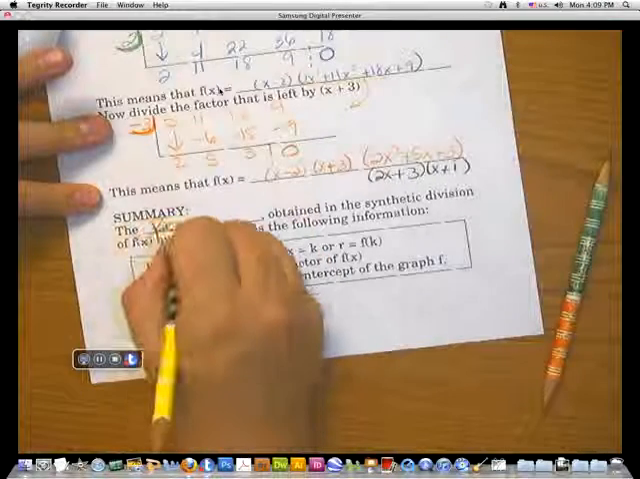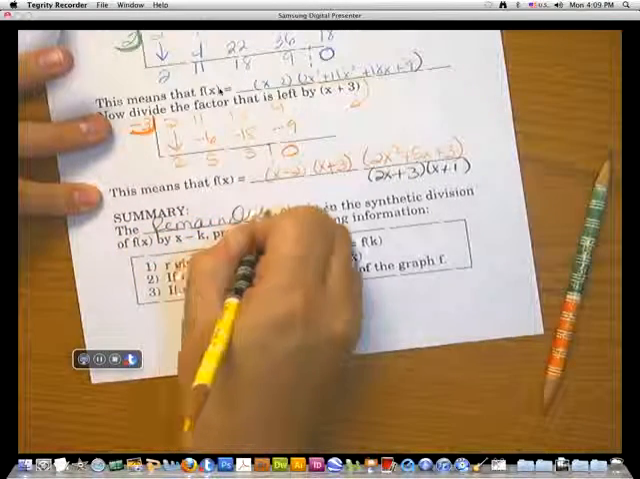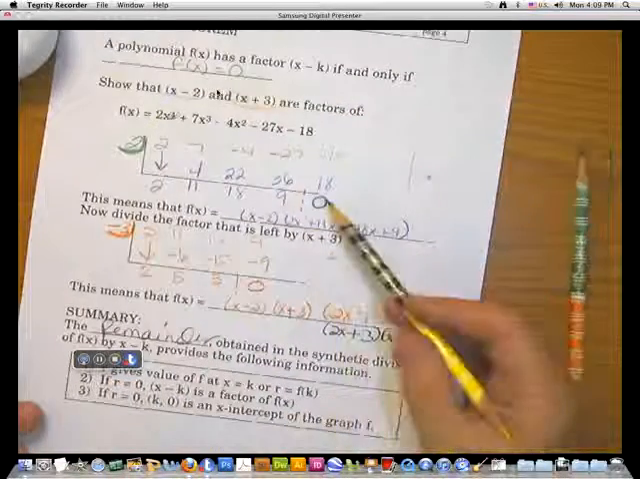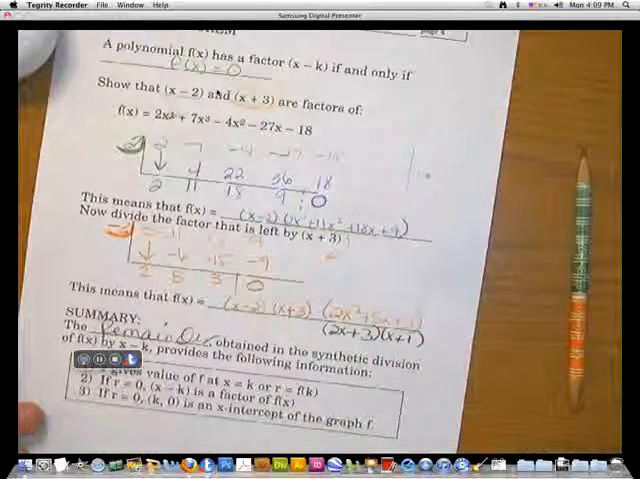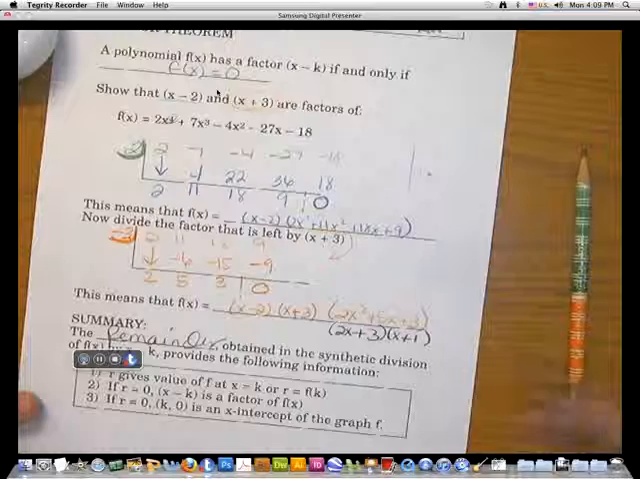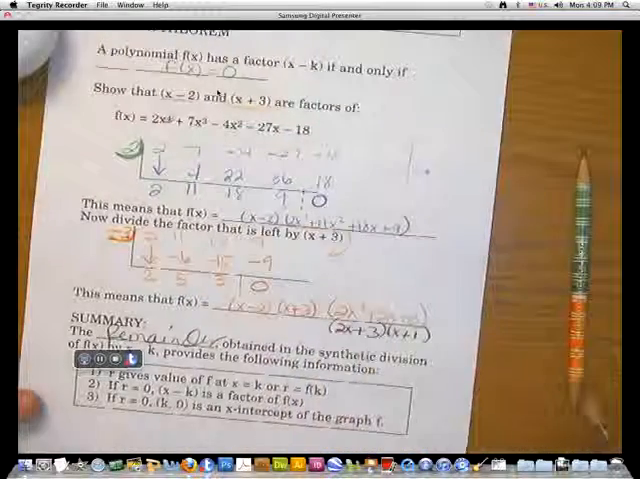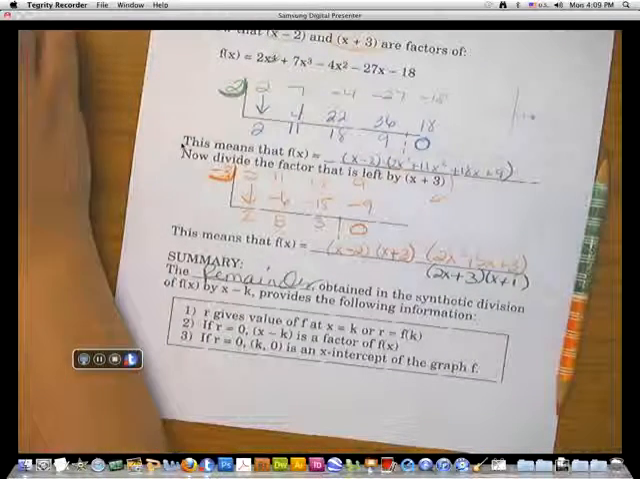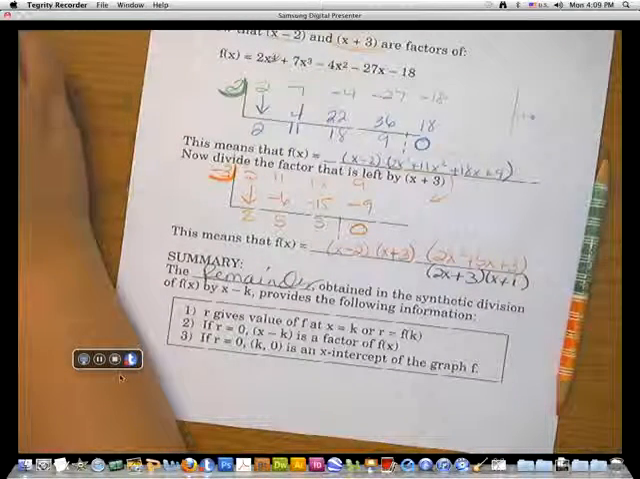So just to sum it up, and you can read through it, the remainder does tell us a lot of the picture. It can tell us if it's a factor, it can tell us a point on the graph, it can tell us the remaining factors. So there are a lot of good things that the remainder theorem and the factor theorem can show us. And that's part 1 of 2.3.